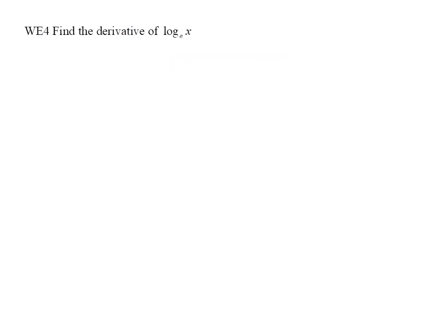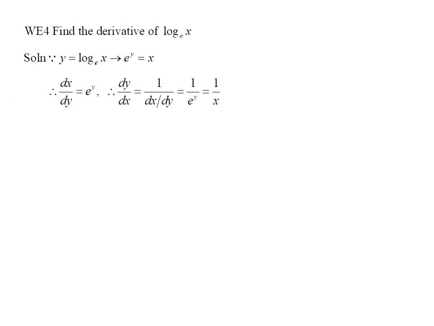Example 4 is to find the derivative function of natural logarithm of x. Since y equals natural logarithm of x, e to the y equals x. Accordingly, dx by dy equals e to the y. Hence, dy by dx equals the reciprocal of dx by dy, which equals the reciprocal of e to the y, which equals 1 over x.